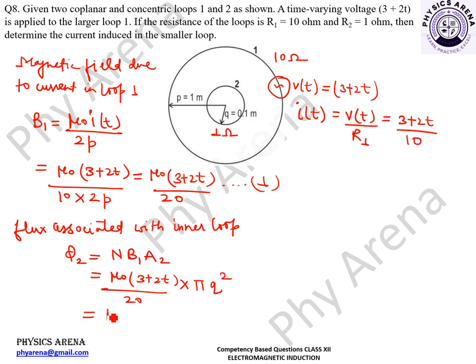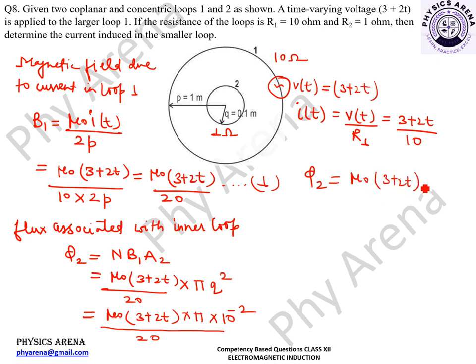So we can write it as mu naught 3 plus 2t multiplied by pi multiplied by 10 to the power minus 2 upon 20. So this is the value of the flux associated with the inner loop. We can further simplify it as phi 2 is equal to mu naught times 3 plus 2t pi divided by 2000, because this 10 to the power minus 2, I have taken it in the denominator. So this is the flux.